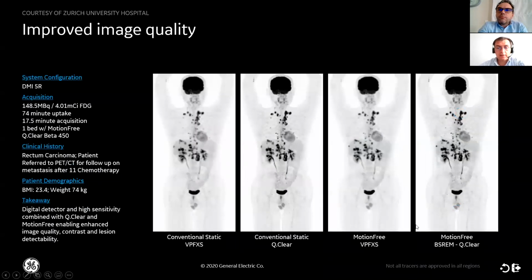Now, the last example that I would like to demonstrate is related to the combination of all techniques that we are able to have on our scanners. Firstly, I would like to emphasize that motion-free is a technique that is available on all GE PET-CT platforms. So that is available on Discovery IQ, Discovery MI, Digital Ready, and Discovery MI. And here is a demonstration of all techniques that are nowadays used routinely in most of our systems.